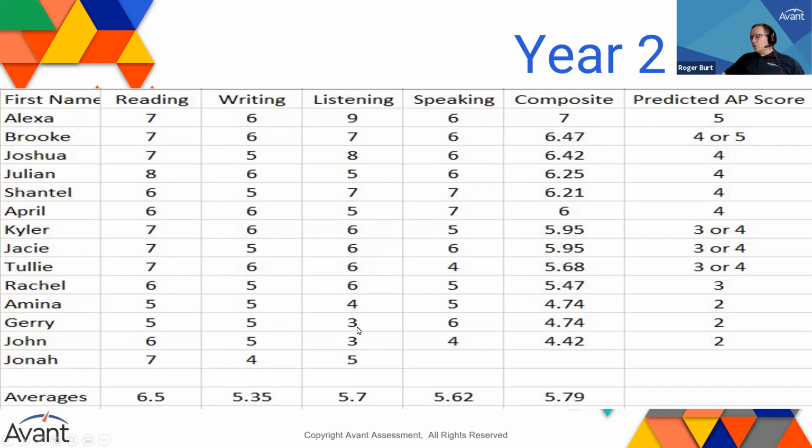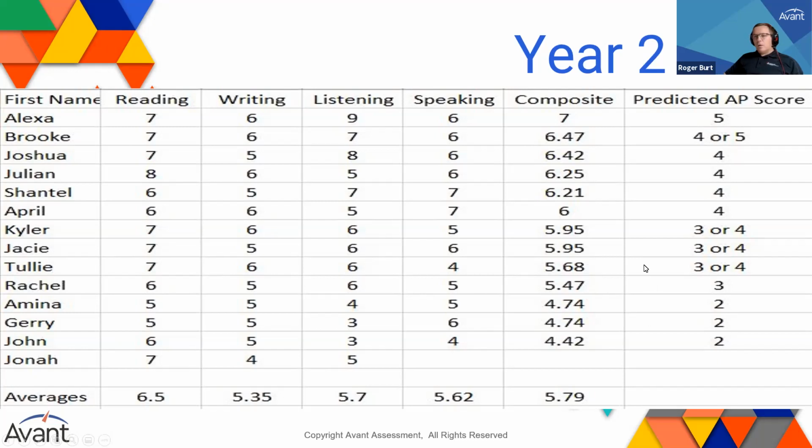And then we see Jerry and John are quite low in their listening. So we made a plan of action there. And then with John as well in his speaking, Amina in her listening, and Thule in her speaking. So we had a specific plan with each one of these individuals as far as what we could do in and out of class to try and boost their odds at passing and passing with higher scores.